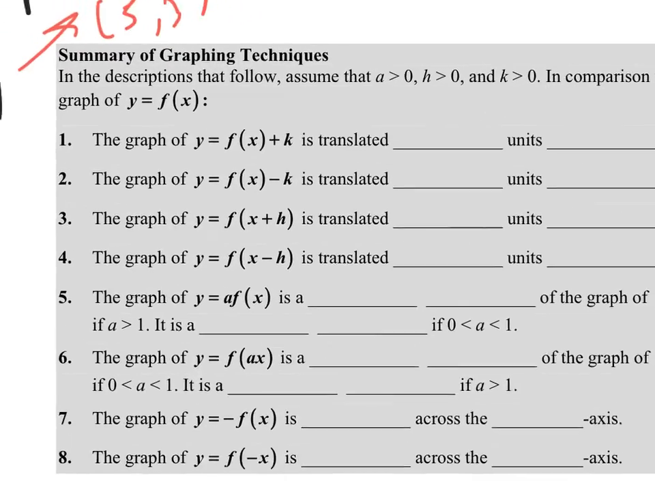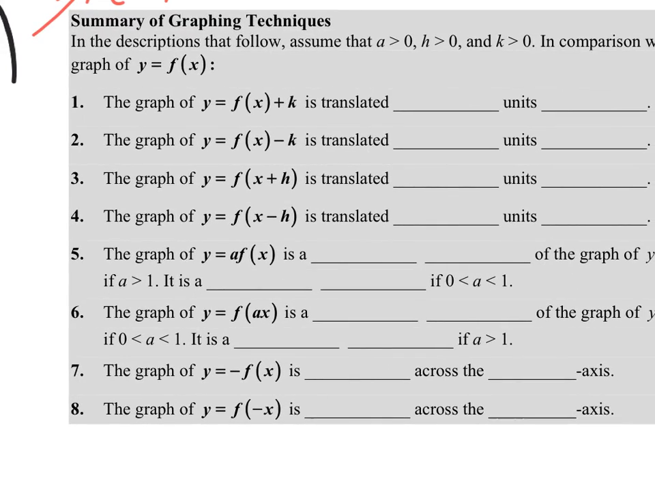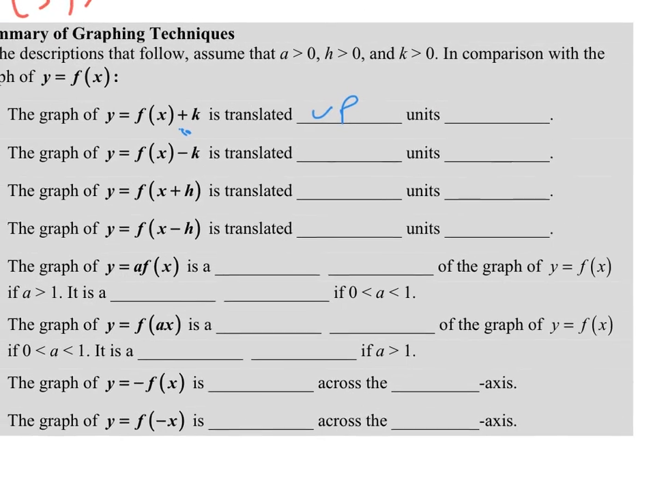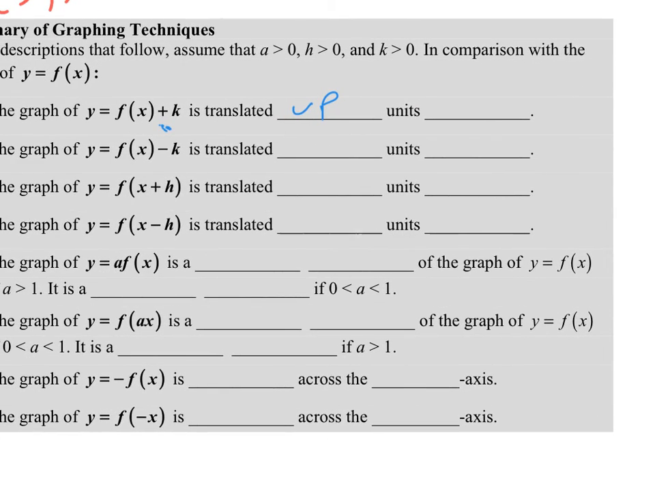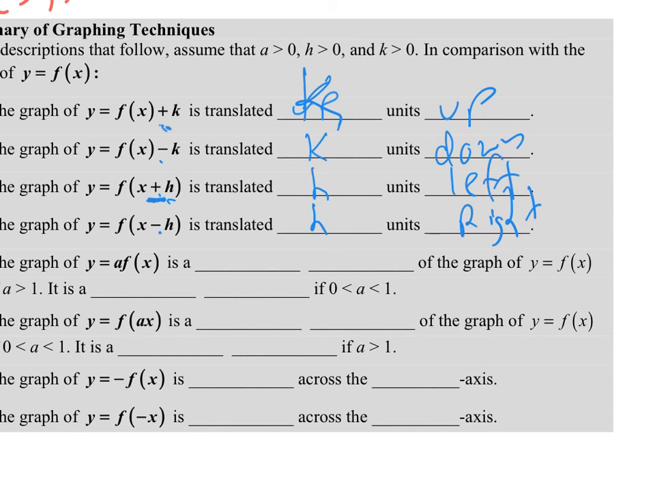So 2 transformations. This just went up k units. This went k units down because there's a negative. This went h units to the left because there's a plus in there. This is h units to the right because there's a minus there.